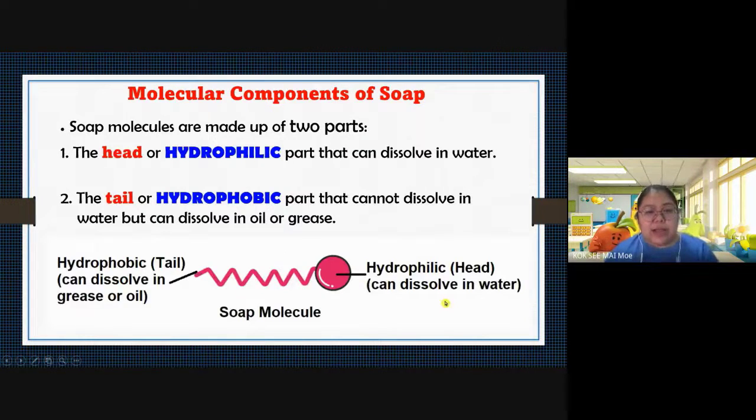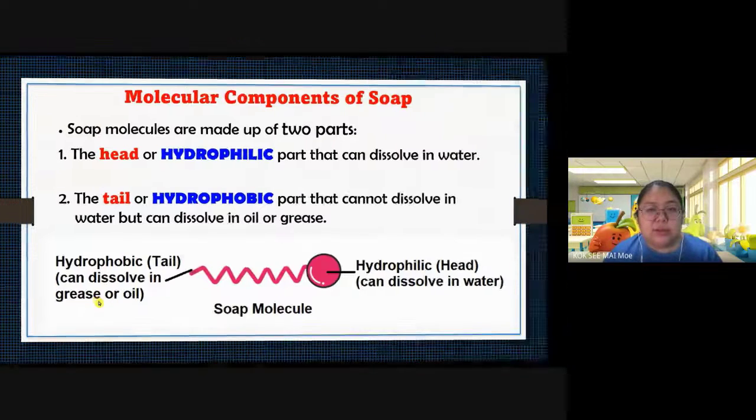Now you see the diagram. This is the structure diagram of the molecule. This is the tail, the shape just like a spring. We call it hydrophobic. It can dissolve in grease or oil. The other one is the head. The head is hydrophilic, it can only dissolve in water. So when grease is taken out from the cloth, it is not the function of the hydrophilic part but of the hydrophobic part. The hydrophobic part traces out all the grease.